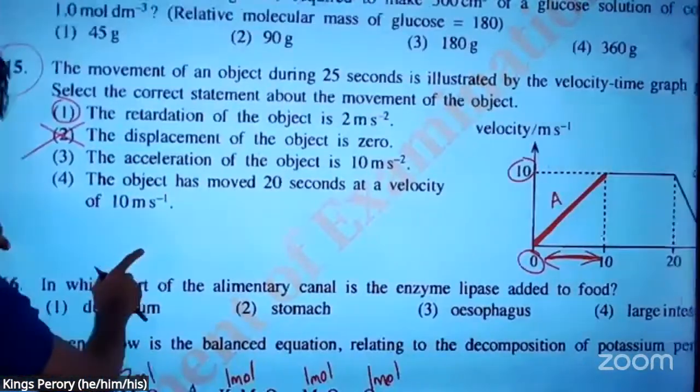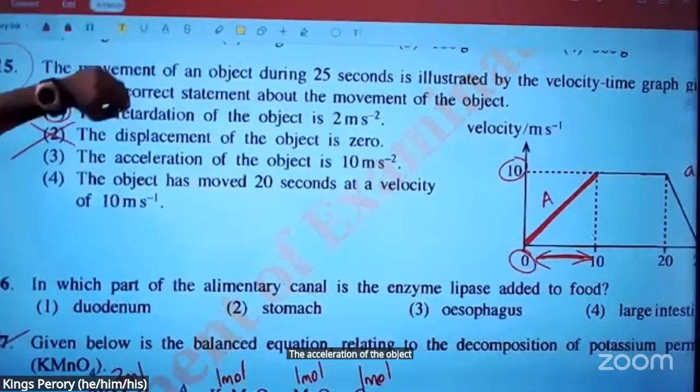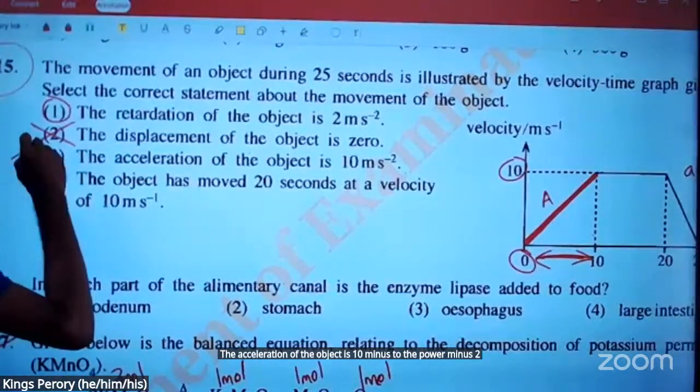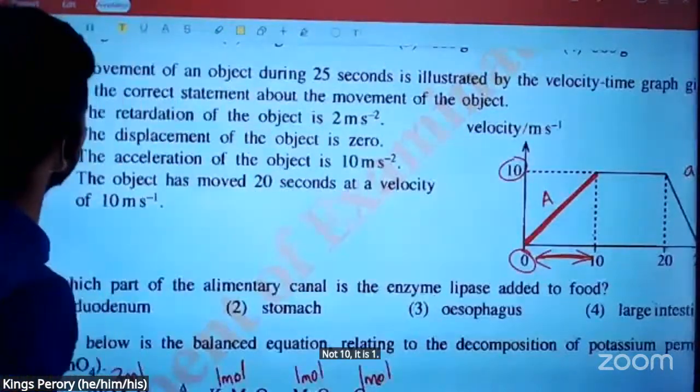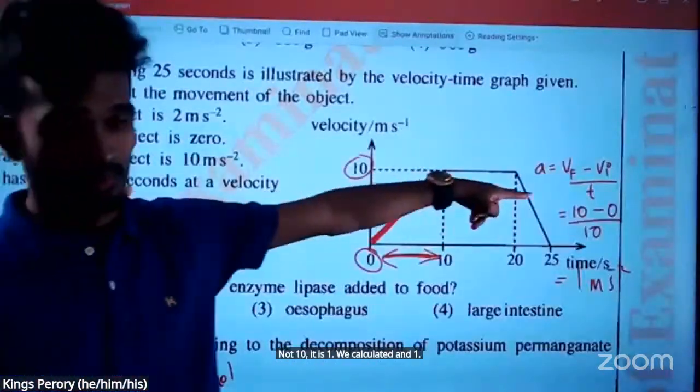The acceleration of the object is 10 m/s². Not 10, it is 1. We calculated, and acceleration is 1.